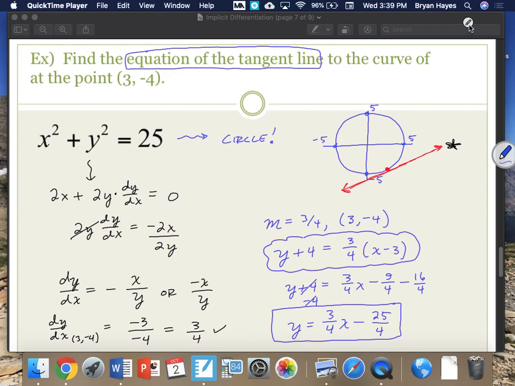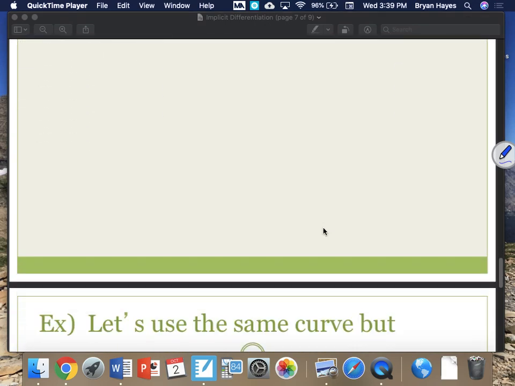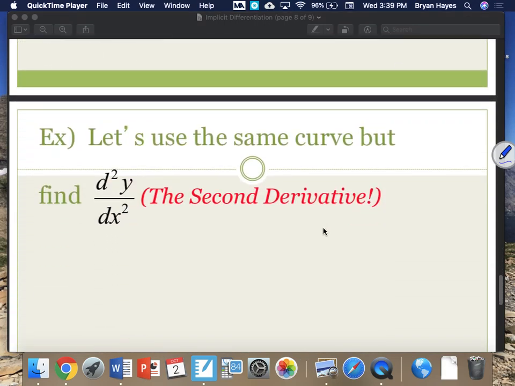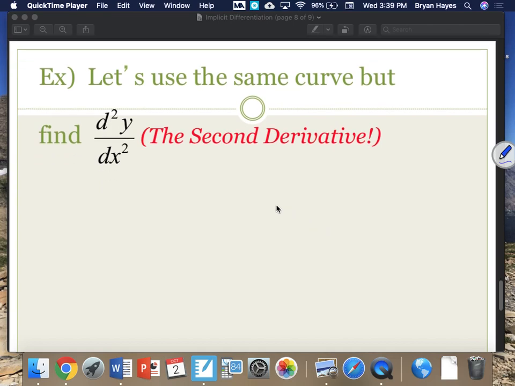All right, I think we've got one more here where we're going to use the same curve, but this time we're going to find, and here we go, we keep building on ourselves, the second derivative. Yes, implicit differentiation can go to higher derivatives. We can find our implicit derivative, and then, hey, guess what? We can find the derivative of that derivative. So we're going to use the same curve. Not a whole lot of work involved, but still it's a little different.